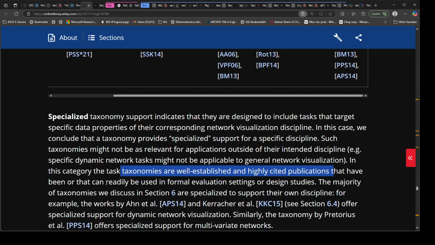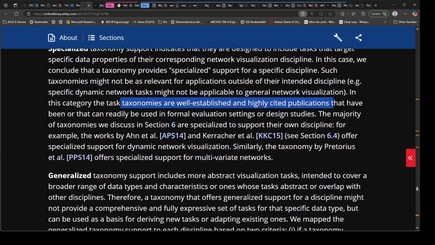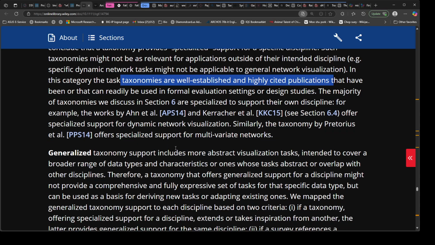The majority of taxonomies we discuss in Section 6 are specialized to support their own discipline. For example, the works by On et al., APS14, and Carpendale et al., KKC15, see Section 6.4, offer specialized support for dynamic network visualization. Similarly, the taxonomy by Pretorius et al., PPS14, offers specialized support for multivariate networks.